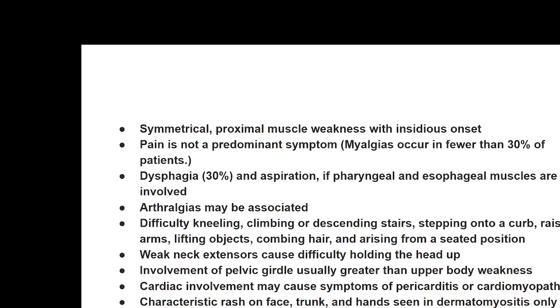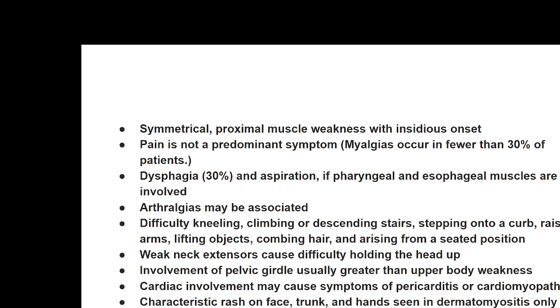Pain in the joints also may be associated, and the typical presentation of the muscle weakness would be like the patient would have a difficulty in kneeling or bending forward, or climbing or descending the stairs, or stepping on some height as such, or raising the arm, lifting the objects, combing the hair, etc. That would be the typical clinical presentation where the proximal muscle weakness could be presented.